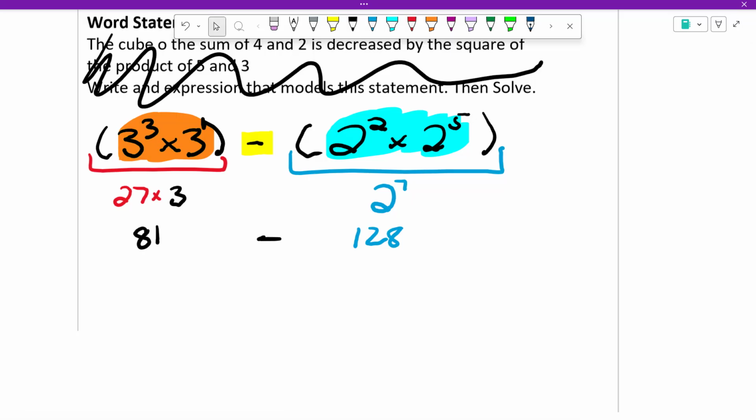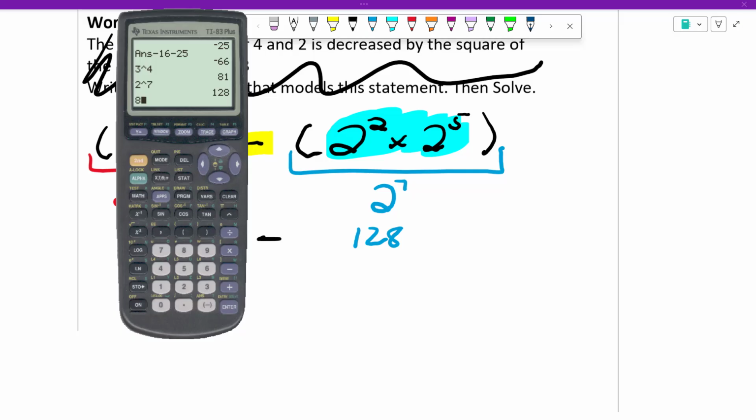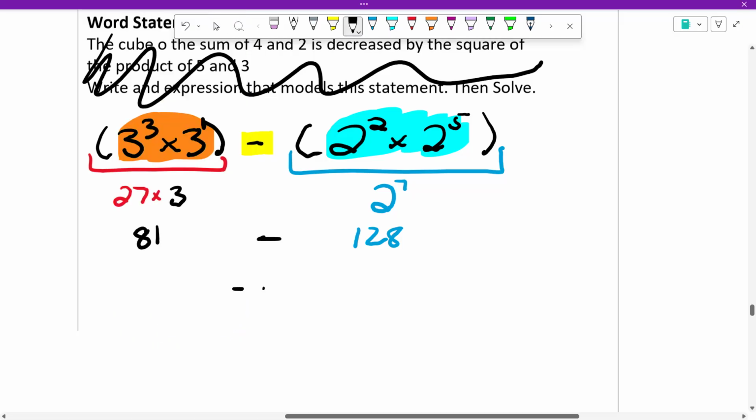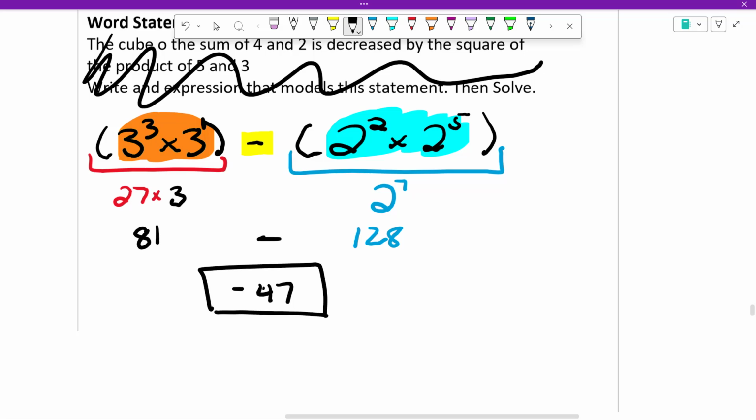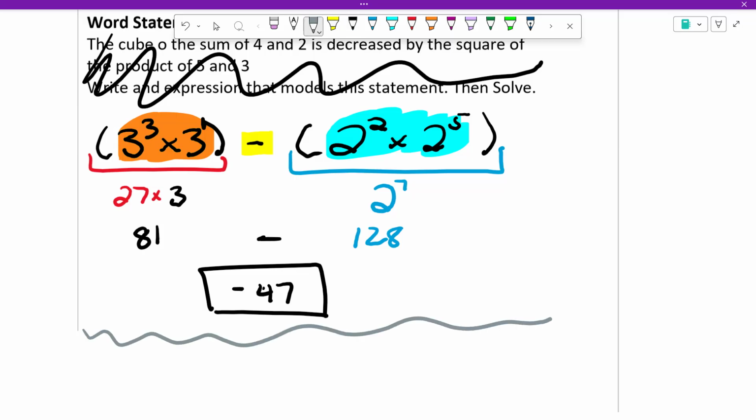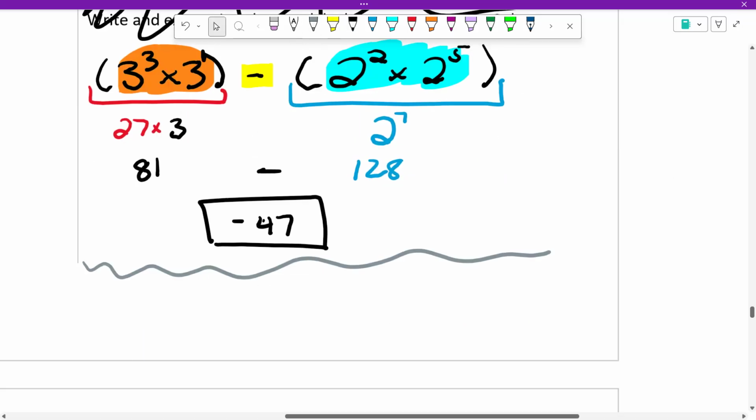So do not forget about your exponent laws, because sometimes it makes a question a lot easier to do. So you subtract the two numbers, we get negative 47. Okay? So let's do another very similar question. I'm going to use the exact same numbers.